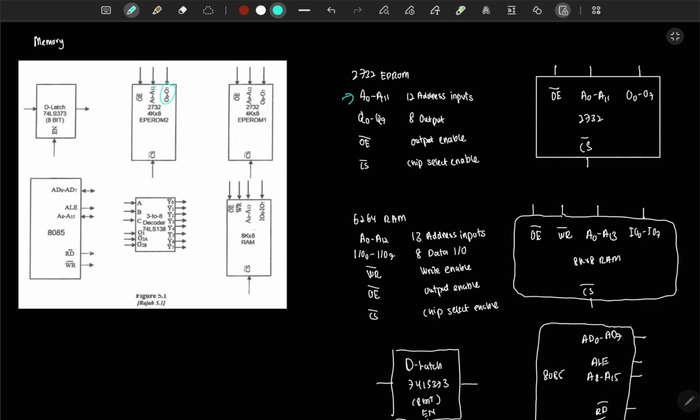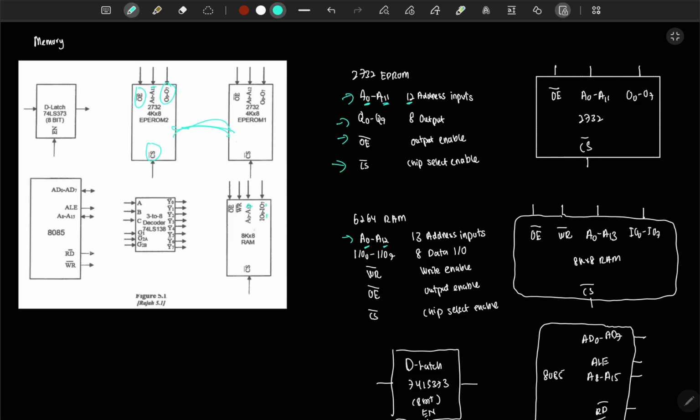Then it has O0 to O7. We have 8 outputs. OE means output enable and CS means chip select. So these two are same. Then we are given a 8K RAM. So for this 8K RAM, we know that we have A0 till A12, it's not 13. So 13 address input. So usually it's 11, but because we need to take the 0, so it will become 12. So 12 plus 1 becomes 13 again, do not be confused.